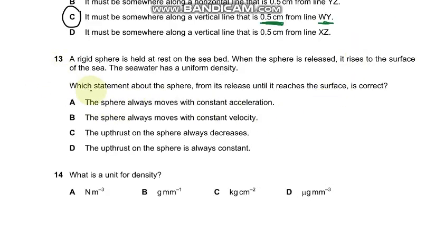So question number 13 says that a rigid sphere is held at rest on a seabed. When the sphere is released, it rises to the surface of the sea. The sea water has a uniform density. Which statement about the sphere from its release until it reaches the surface is correct? The sphere always moves with constant acceleration. The sphere always moves with constant velocity. The upthrust on the sphere always decreases. The upthrust on the sphere is always constant. D is the answer because upthrust depends upon the density of the liquid, which is constant. g is constant. Volume of the sphere is constant. So D is the appropriate answer.